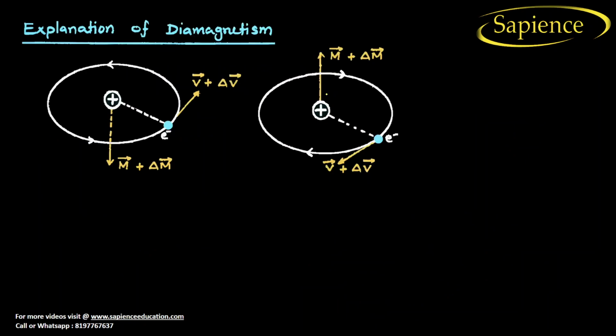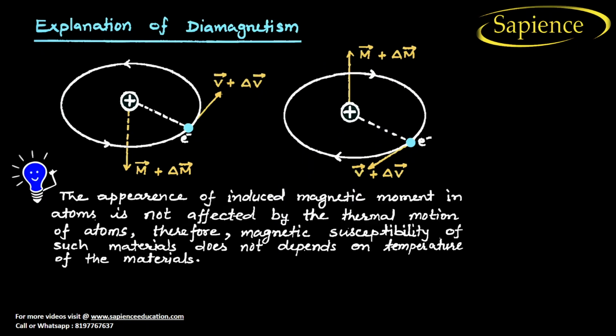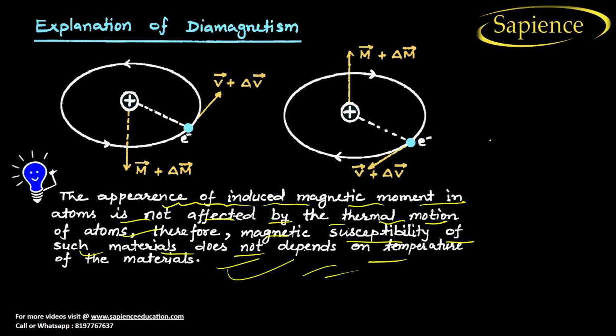Okay. Now see, we have already done this. The appearance of an induced magnetic moment in an atom is not affected by the thermal motion of the atom. Therefore, the magnetic susceptibility of such a material does not depend on the temperature of the material. So if temperature increases, what will happen? M plus delta M magnetic moment will increase in this direction, and M plus delta M magnetic moment will increase in this direction. Both will cancel each other, so there is no net change in the magnetic moment.